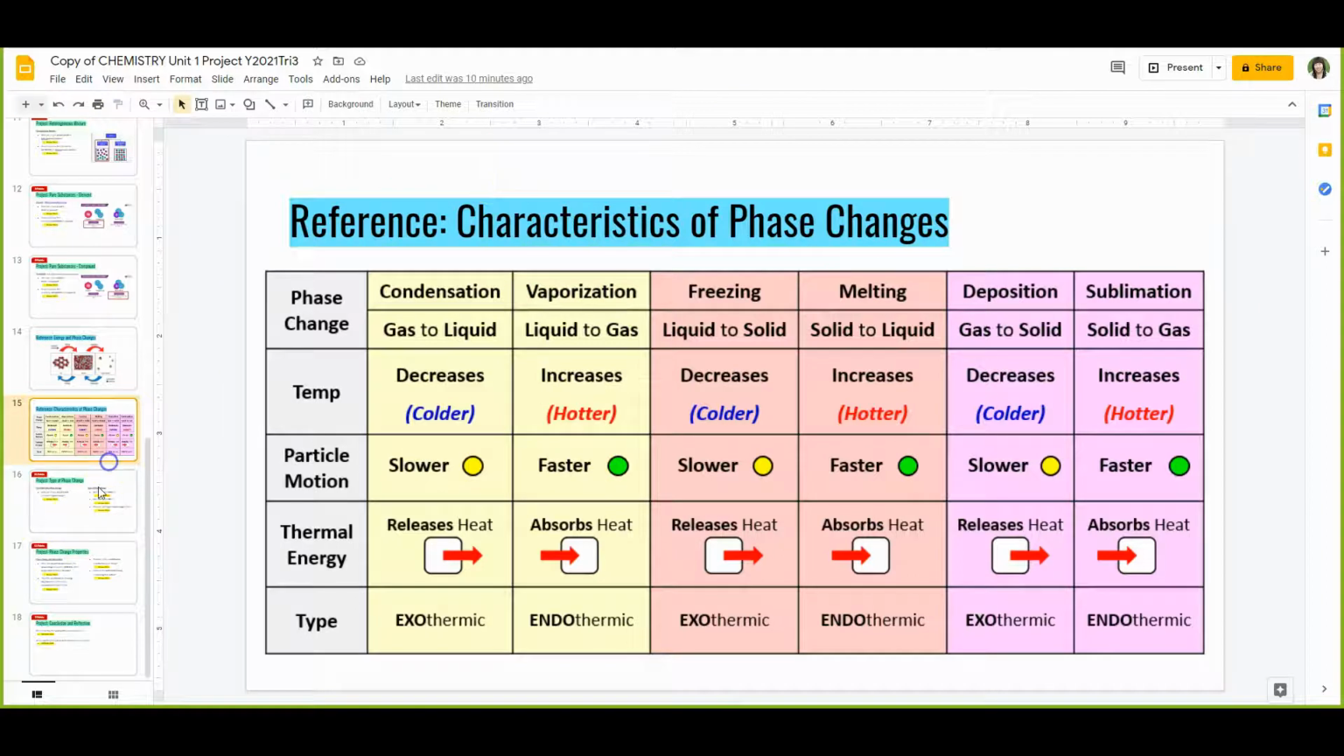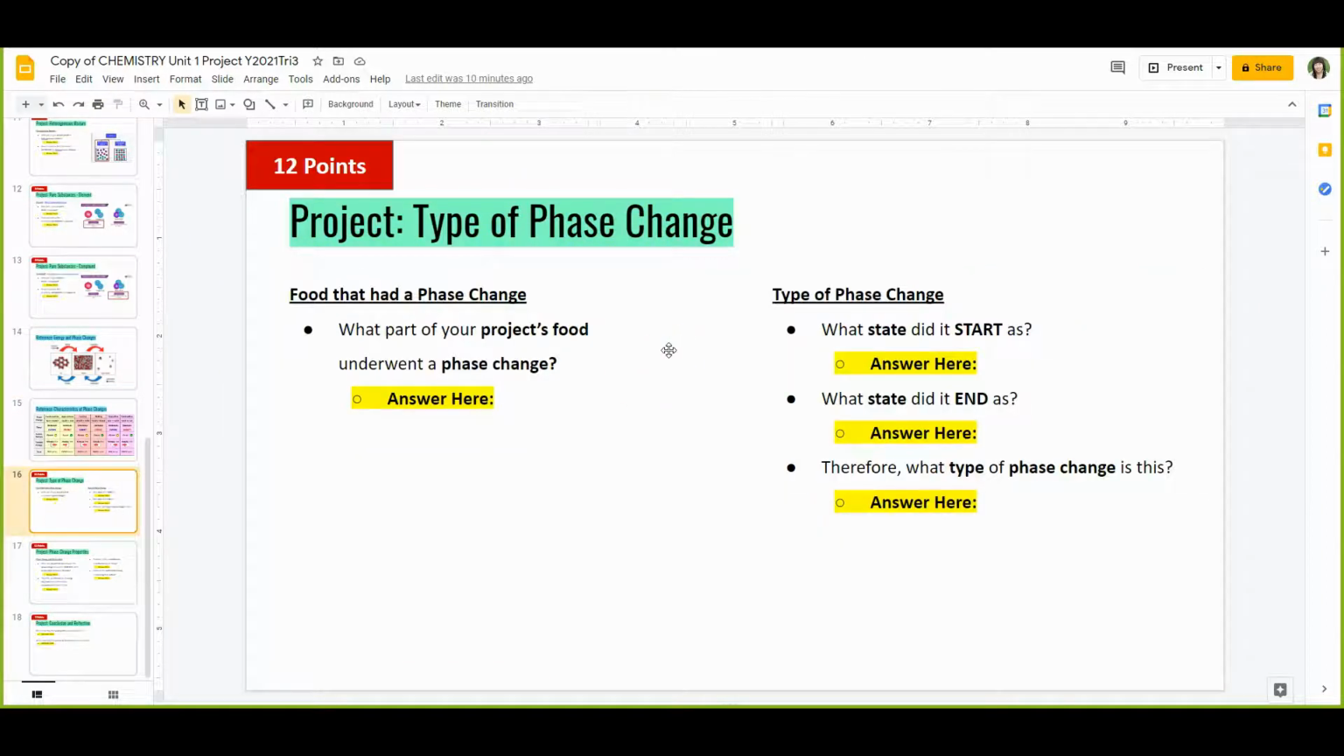All right, moving on, slide number 16. What part of your project's food underwent a phase change? There are a lot of different options. You could have melting. That could be things like butter or cheese. What else melts? If you added ice cubes to a pan, those will melt, etc. Or you could also have vaporization. Vaporization mainly would mean that everybody has some water in their food.